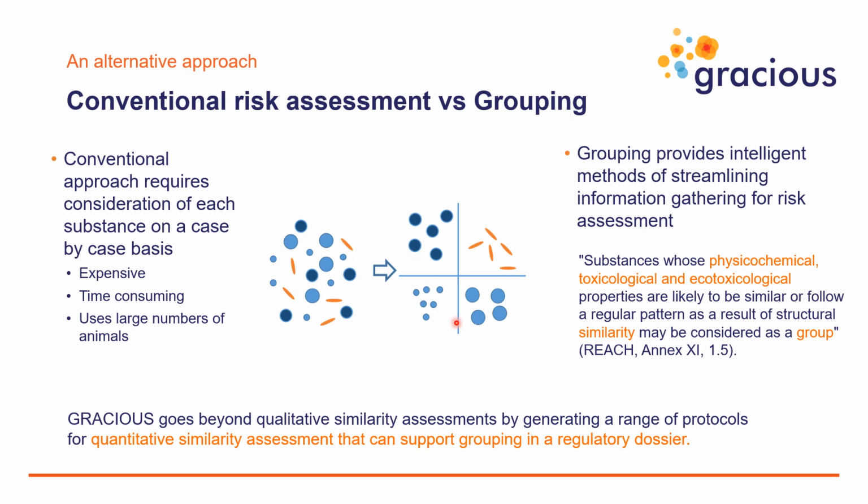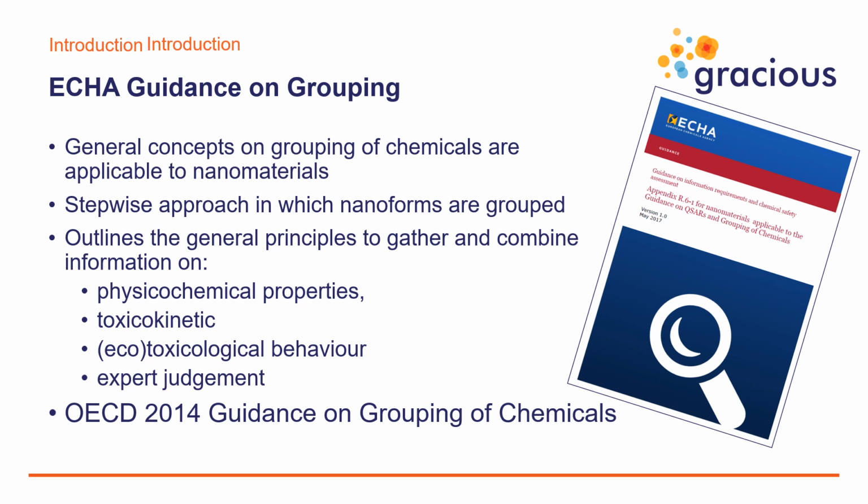So within the regulation, there is a lot of talk about doing a similarity assessment, but it doesn't really provide you with clear methods for doing this. And it's often done by expert judgment. But within the Gracious project, we've provided a range of quantitative methods for allowing that similarity assessment to take place. So I've already talked about the guidance document from ECHA, its Appendix R6.1, which describes how grouping can be applied to substances, including nanomaterials.